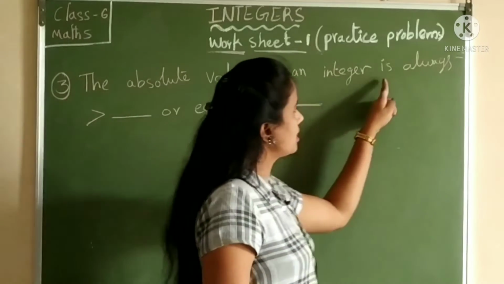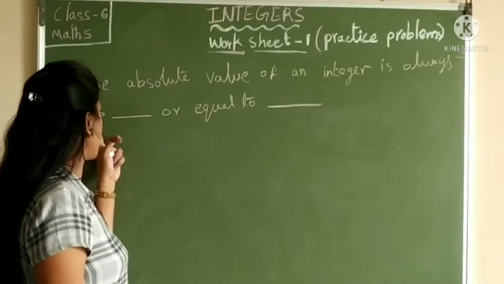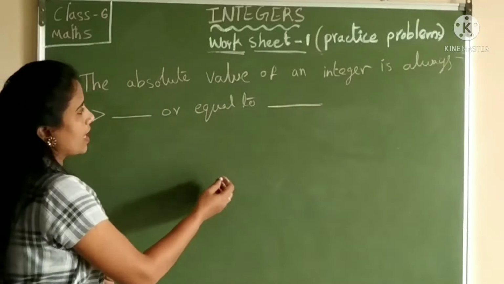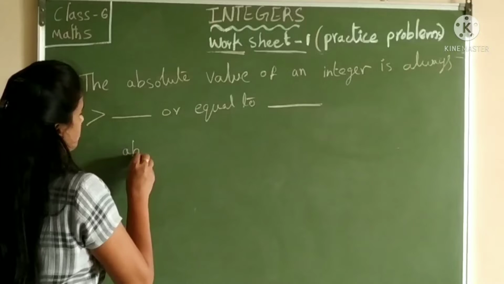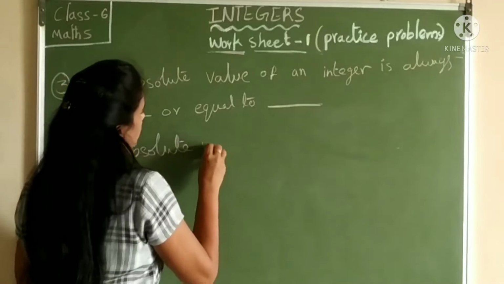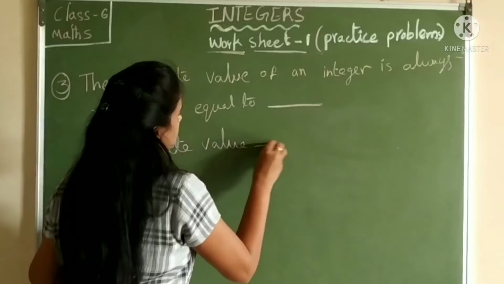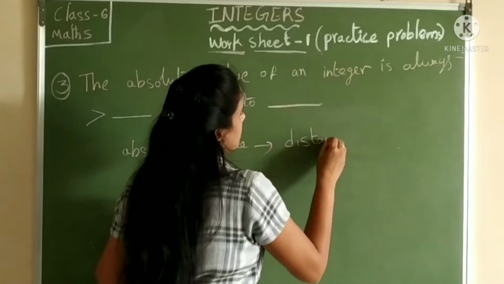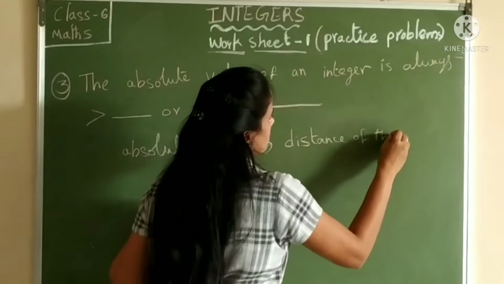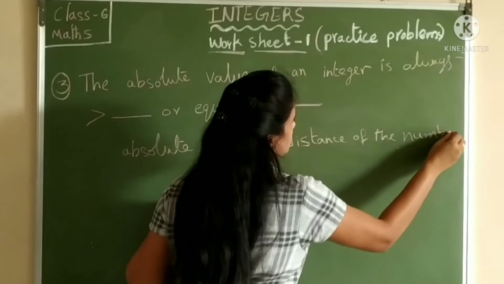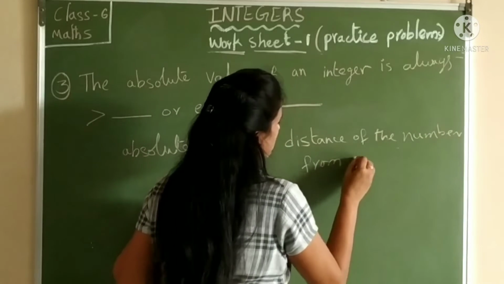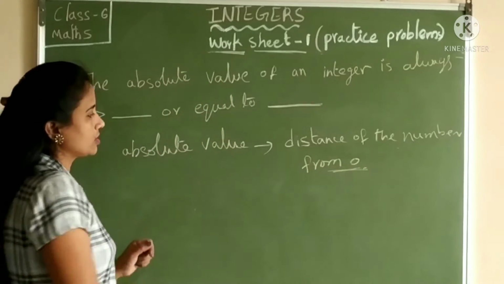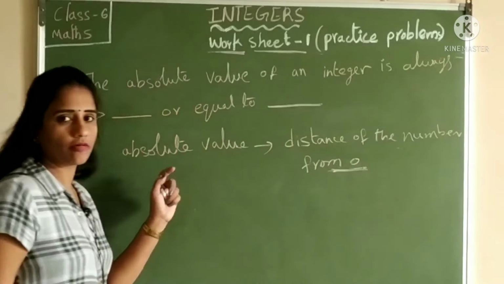The absolute value of an integer is always greater than dash or equal to dash. Absolute value is nothing but the distance of the given number from 0. That is always a positive number. The absolute value will always be a positive number.